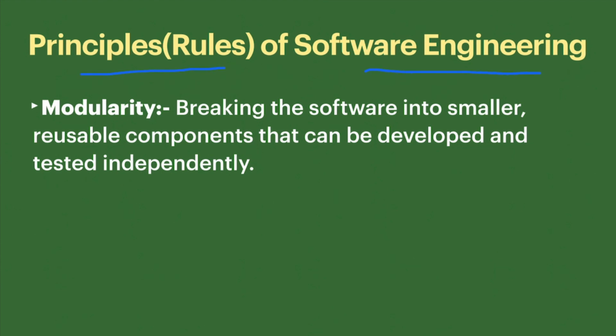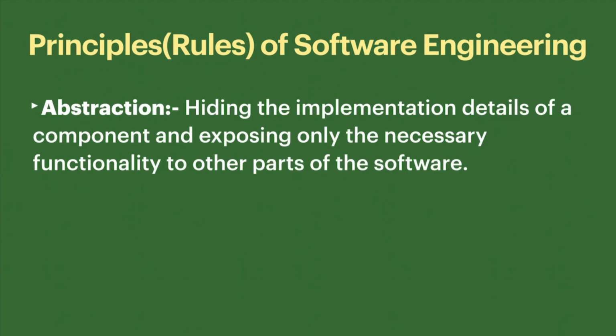Here, principle means the rules we should follow. The first principle is modularity. Modularity means breaking the software into smaller reusable components that can be developed and tested independently. The next principle of software engineering is abstraction.